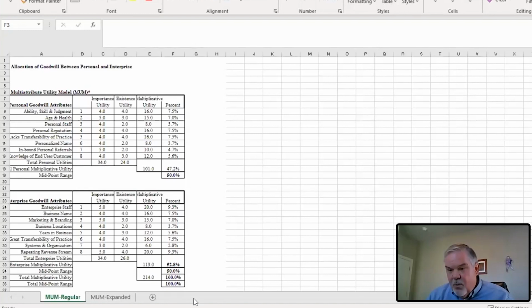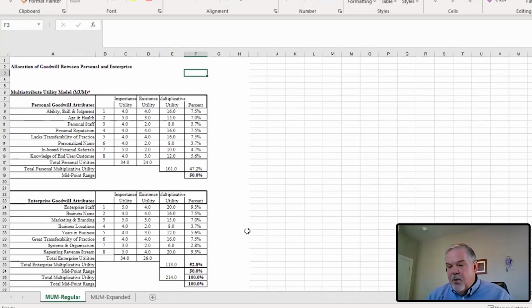In fact, hang on, I don't know why this is not showing completely. Okay, there we go. And so you have these different personal goodwill attributes. If you're talking about personal and enterprise goodwill, this is a good list to go through. Personal is ability, skill, and judgment, age, personal staff, lacks transferability, knowledge of end user. Enterprise goodwill is business names, marketing and branding, business location, like Gun Barrel Road, years in business, systems, and that sort of thing. So these are the things that are enterprise goodwill.